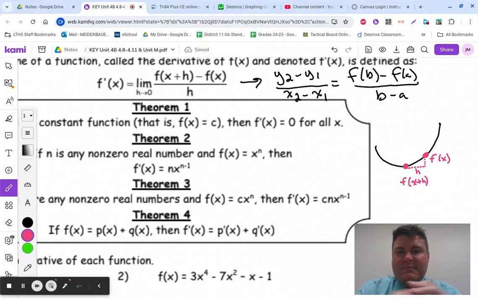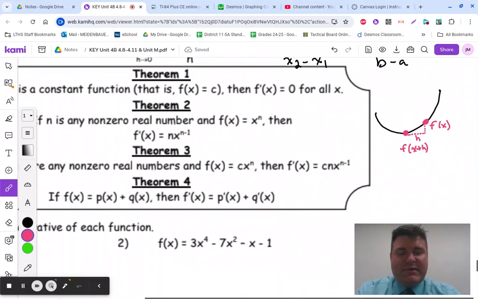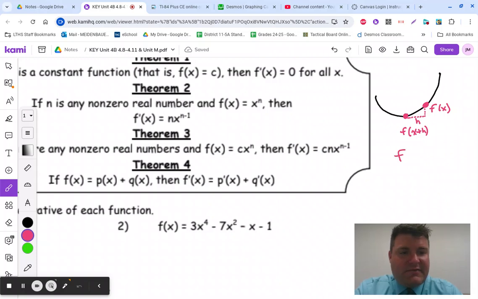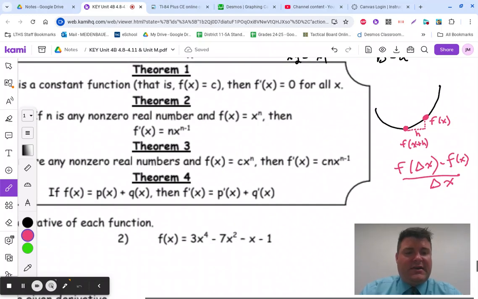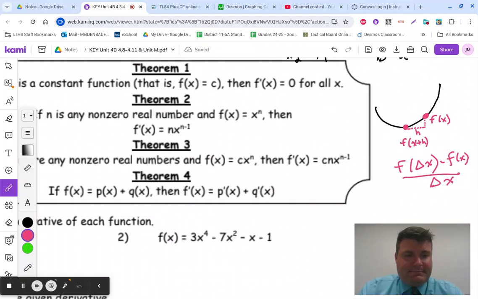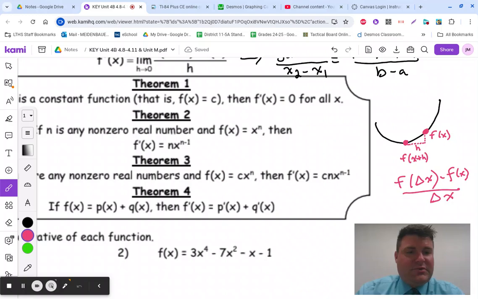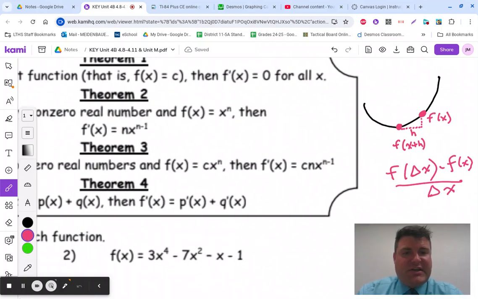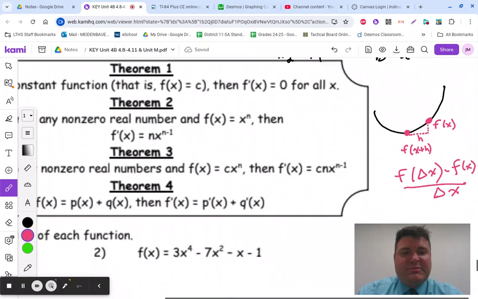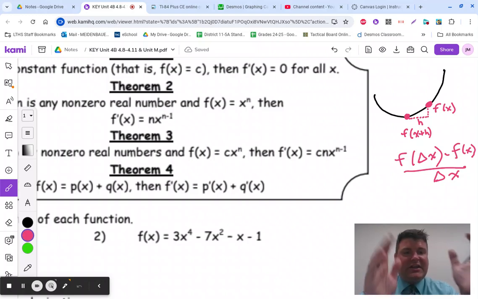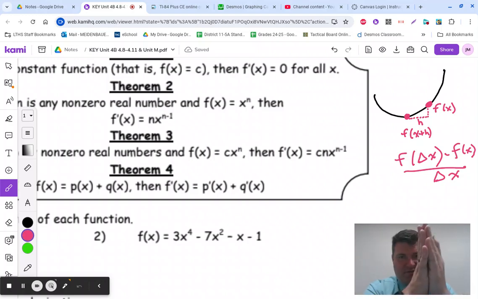I feel like I've been confusing more people. I think I've got a better way. Let's do f of delta x. Delta x represents change. So how much am I changing x? Minus f of x, all over delta x. That's kind of what we're looking at here. We're looking for a very, very tiny amount of change, because h is approaching 0. So the change from the function to the next point is very, very tiny.